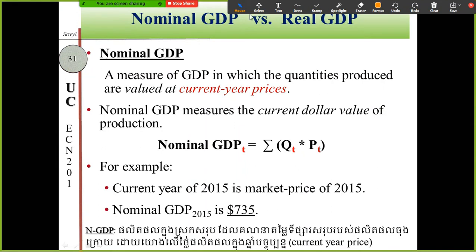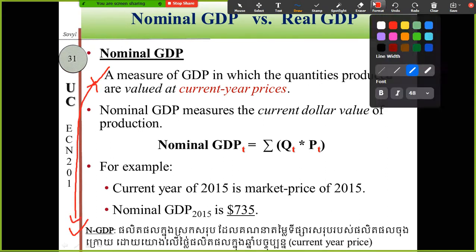So this is in English, this is in Khmer.